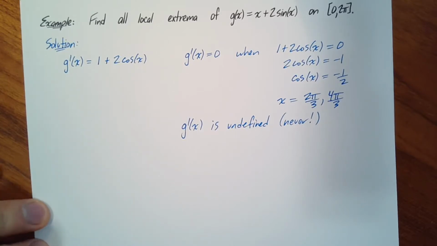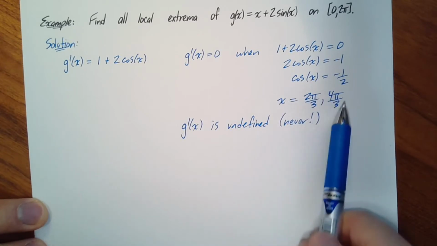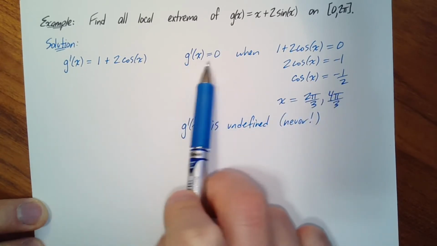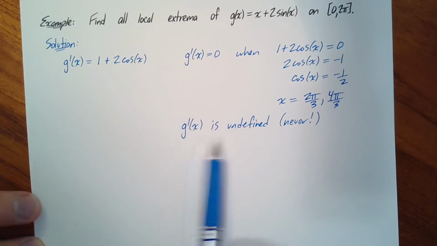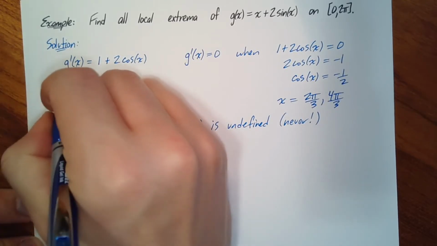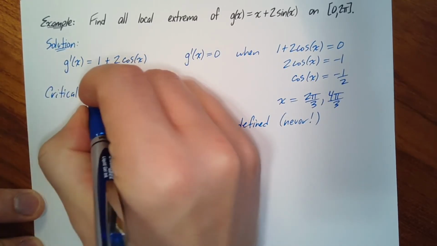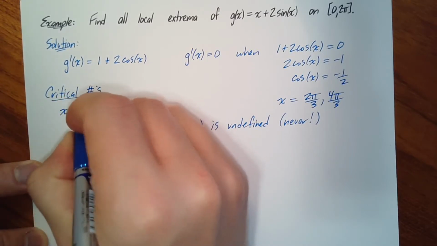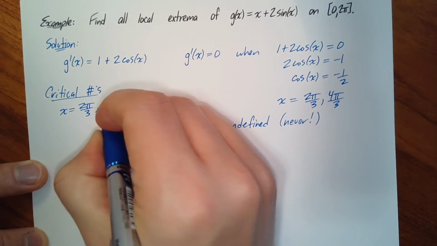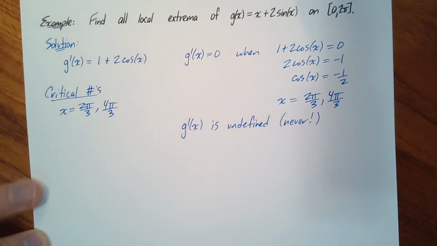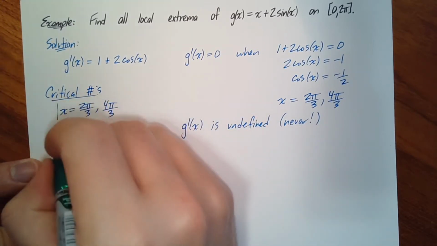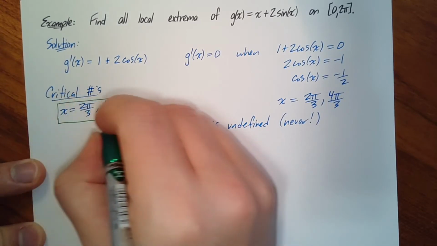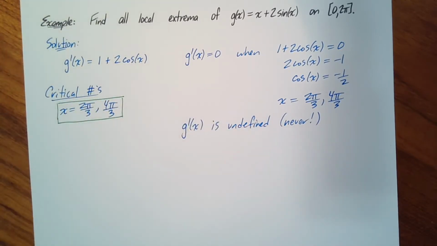Okay, but anyways, we did get 2 type 1 critical numbers over here because those are places where the g prime of x was equal to 0, but no type 2, so let's just summarize our critical numbers. Our x equals 2 pi over 3 and 4 pi over 3. So I'll just draw a box around those. That's kind of your first challenge for these types of problems, is finding all your critical numbers.